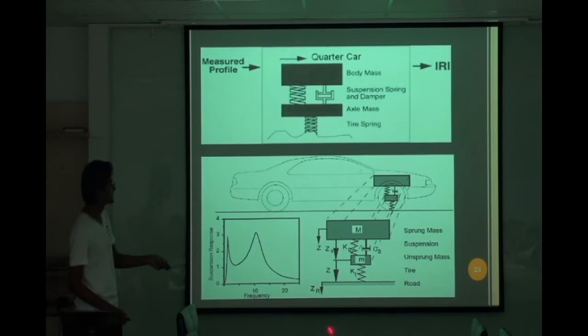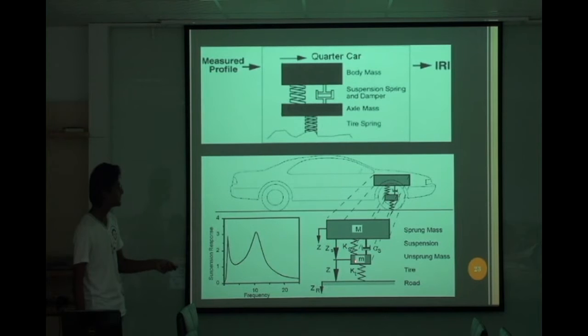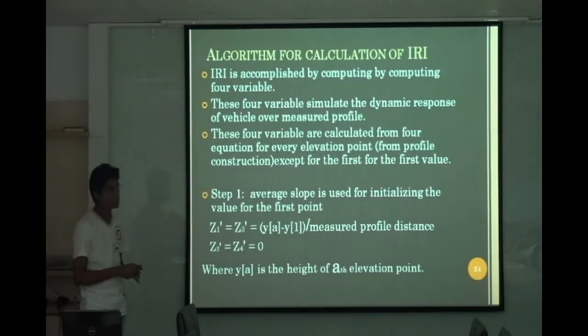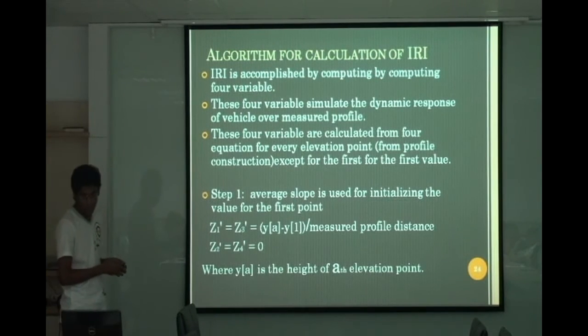And these are the parameters: damping and spring constant of both masses. So what is the algorithm for calculating the IRI?